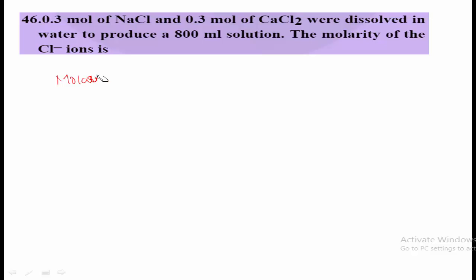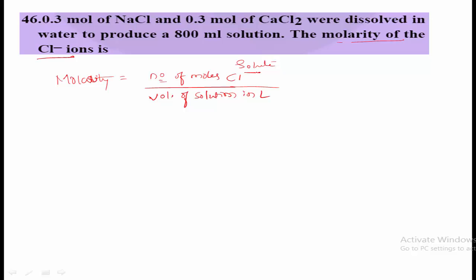Molarity. So how do you calculate the molarity? Molarity is equal to the number of moles of solute divided by the volume of solution in liters. So the molarity of Cl minus ions is? Therefore, you need to find the number of moles of Cl minus ions. So how many moles of Cl minus ions are there?